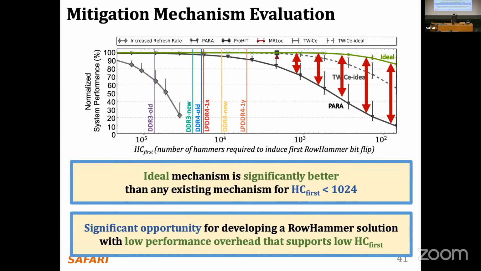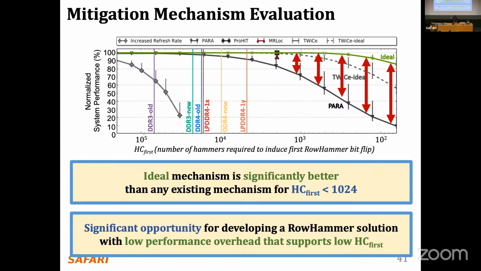Okay, with this information, we revisit some of the previously proposed RowHammer mitigation mechanisms. On the x-axis is the minimum hammer count that you need to induce the first bit flip. In other words, that's how aggressive the mitigation mechanism has to be configured in order to guarantee the robustness and security of the system.